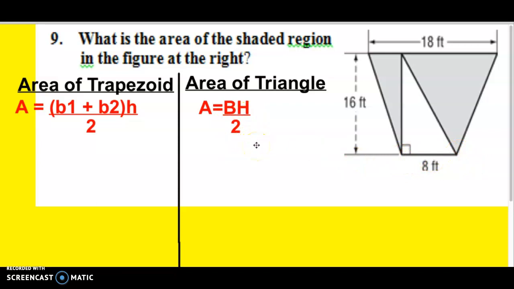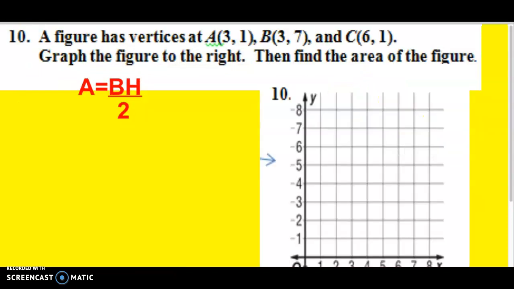And then you want to subtract them, because this is missing. Remember, think of it as a birthday cake. And I cut out a triangle for that birthday cake, and I eat it. That's missing. So you want to subtract that from the area of the whole entire trapezoid.